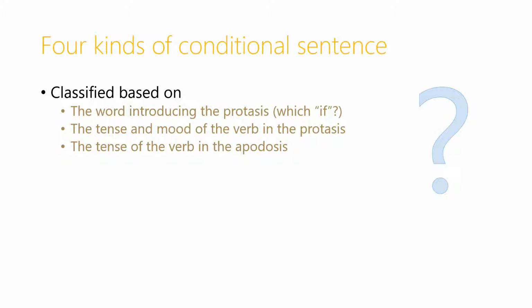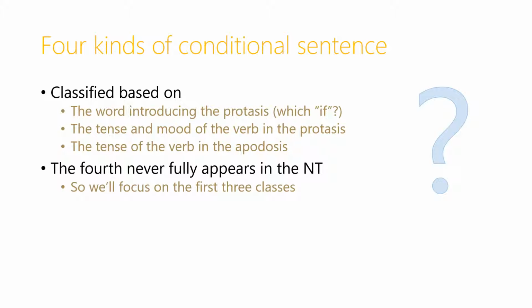There are four kinds of conditional sentences in Greek. These are classified based on the word introducing the protasis, in other words, which kind of if is used. Secondly, the tense and mood of the verb in the protasis. And finally, the tense of the verb in the apodosis. And each of these classifications has a slightly different significance. The fourth kind never fully appears in the New Testament, so we're going to focus on the first three classes.